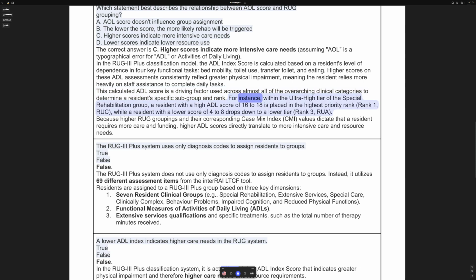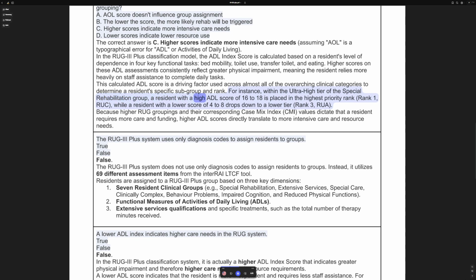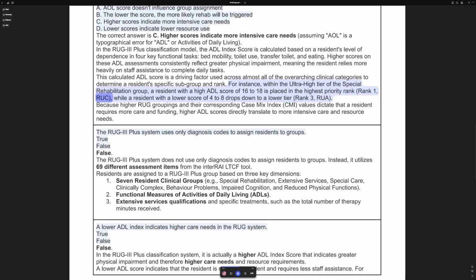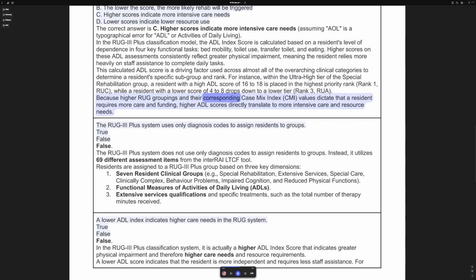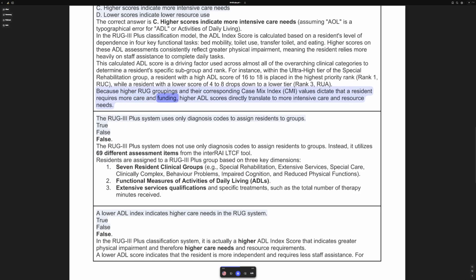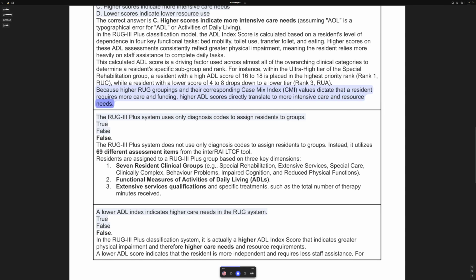For instance, within the ultra-high tier of the special rehabilitation group, a resident with a high ADL score of 16 to 18 is placed in the highest priority rank, rank 1, RUC, while a resident with a lower score of 4 to 8 drops down to a lower tier, rank 3, RUA. Because higher RUG groupings and their corresponding case mix index, CMI, values dictate that a resident requires more care and funding, higher ADL scores directly translate to more intensive care and resource needs.